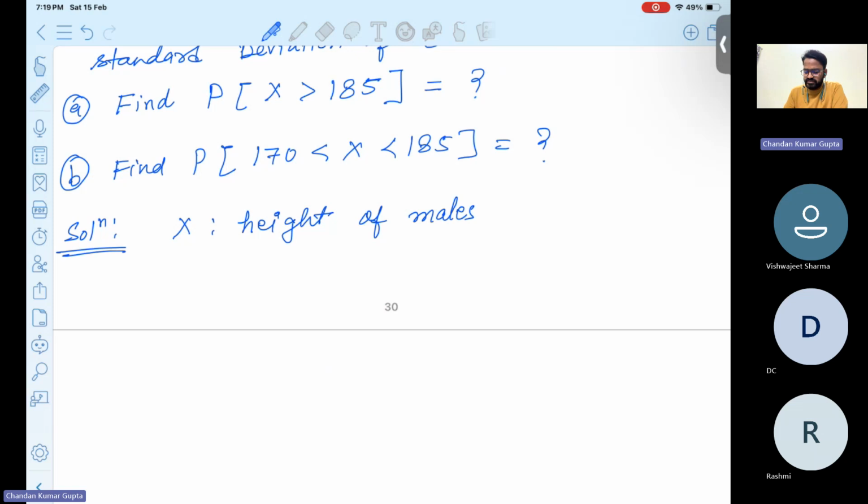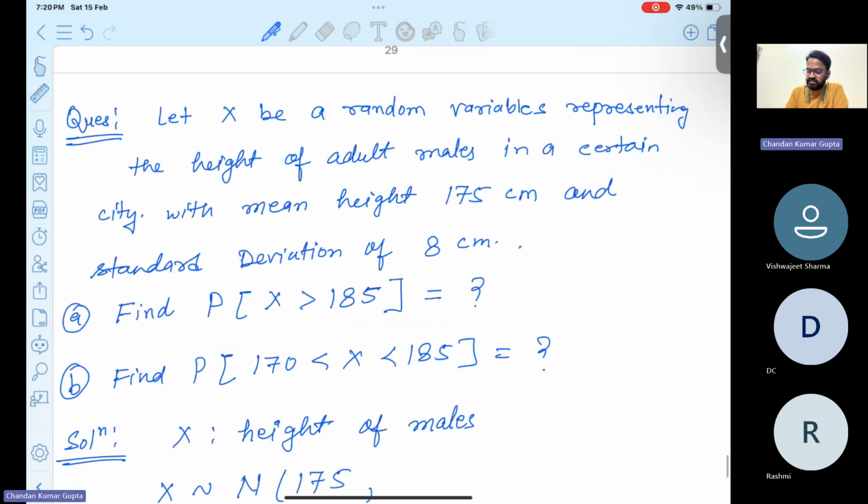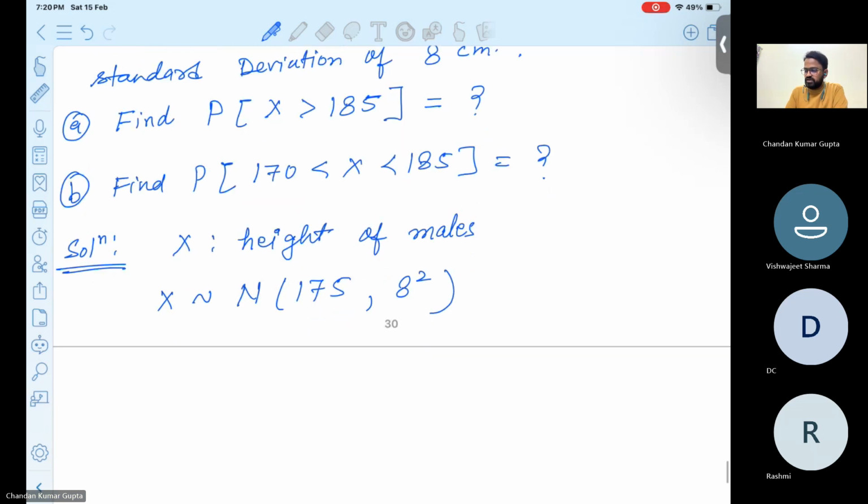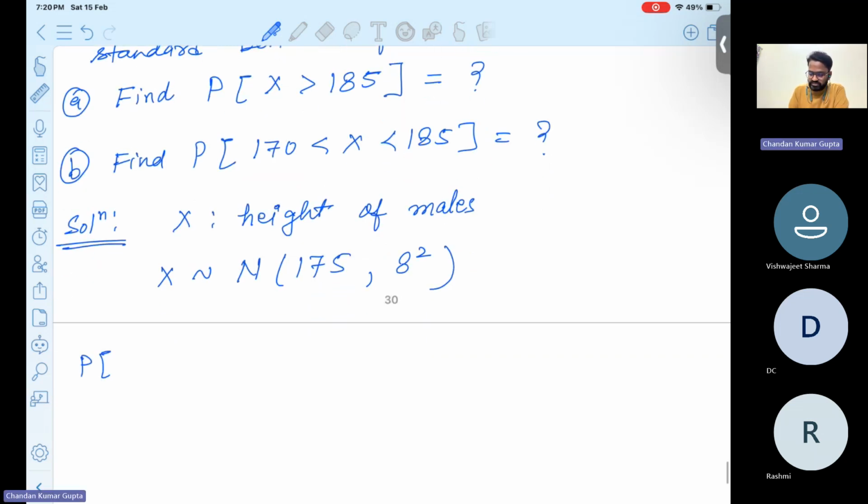Okay, let me try this. X is the height of males, height of males in a particular city. And we are given it follows normal distribution with average or mean 175 and standard deviation 8 actually. So we need to write 8 square here for the variance. Okay. So this is how the random variable X is distributed. Now, okay, let's start finding X greater than 185.